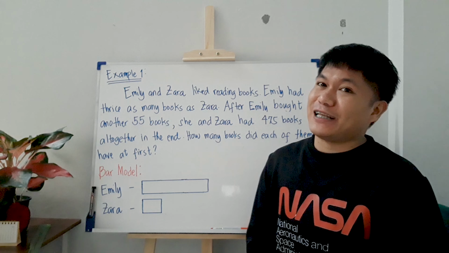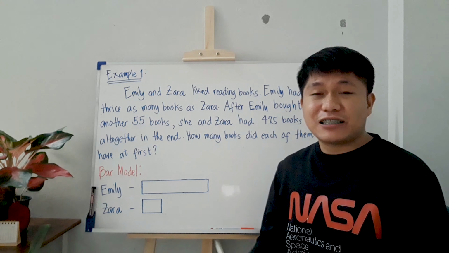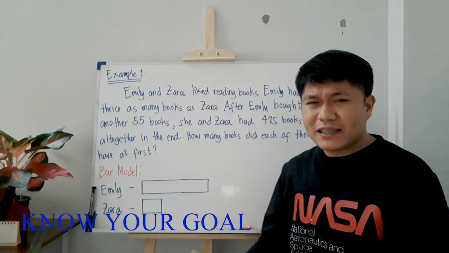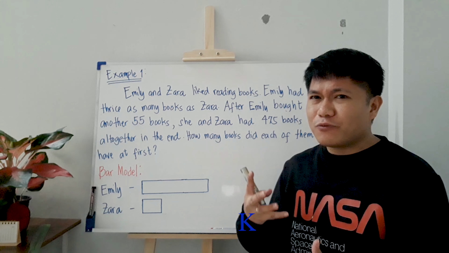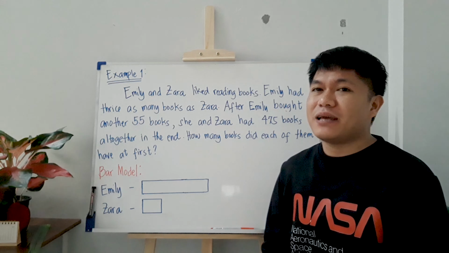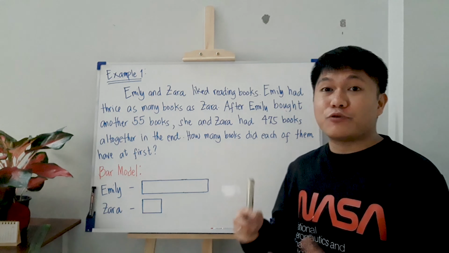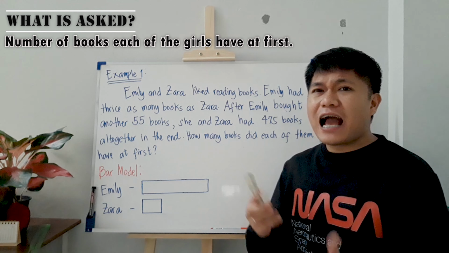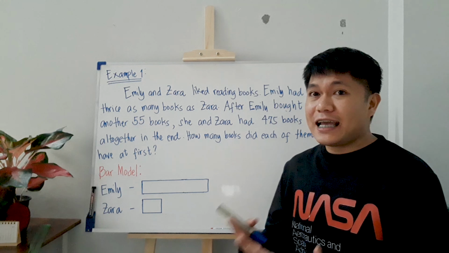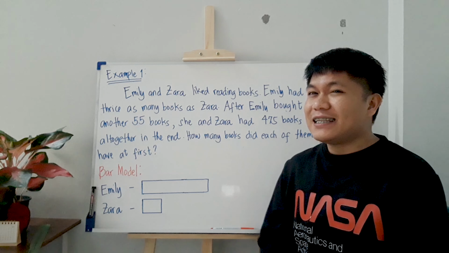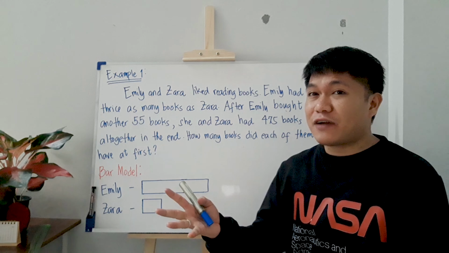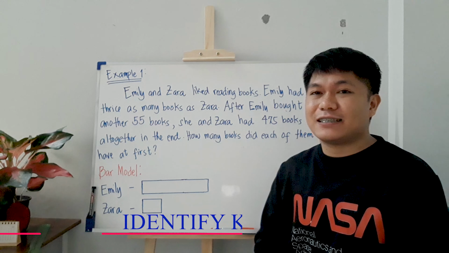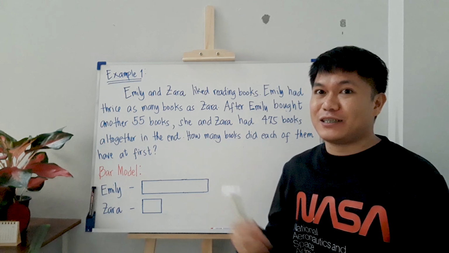Now, in solving this particular problem, we should know first what our goal is and what we are really solving. What particularly are we looking for in this problem? We are looking for the number of books the girls have at first. And how are we going to identify that? We should first understand the keywords and the phrases that will help us to answer this problem.